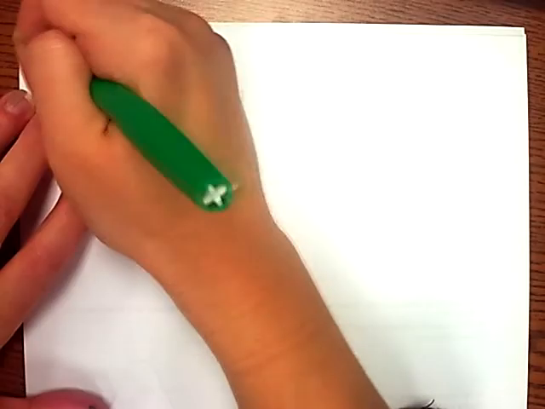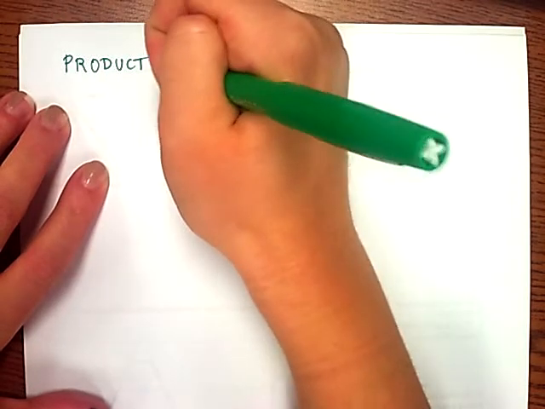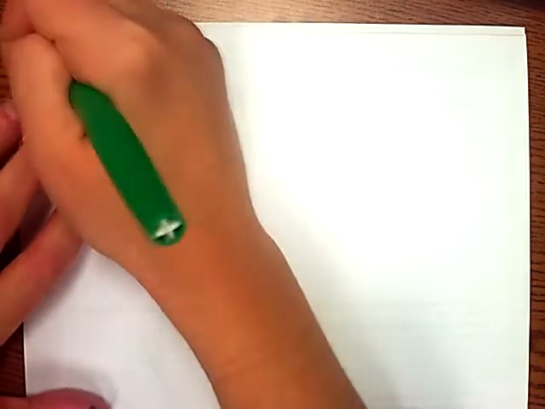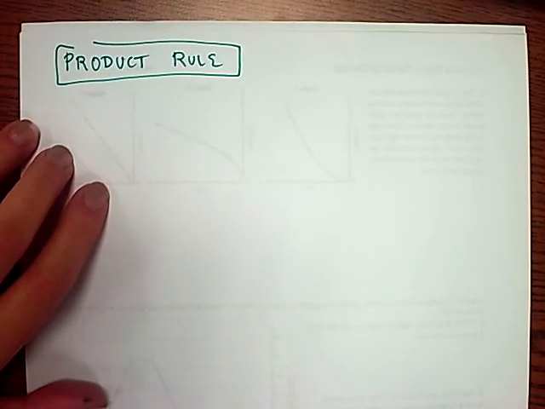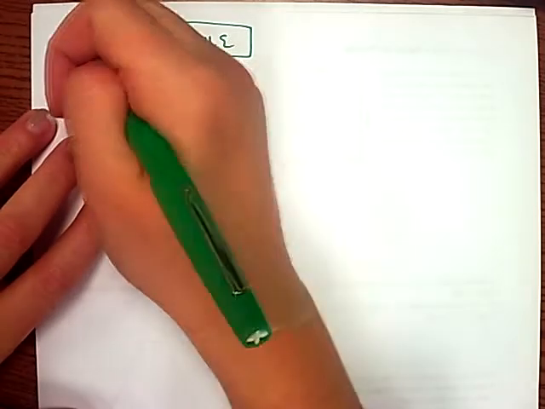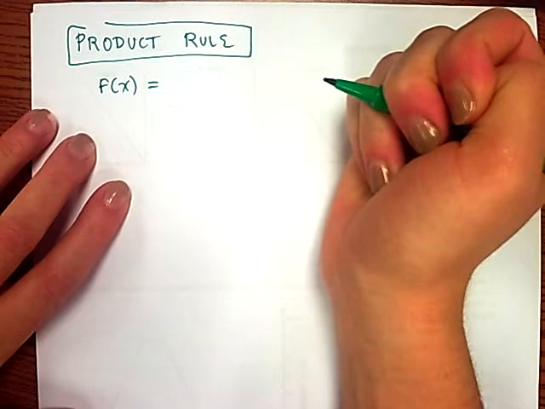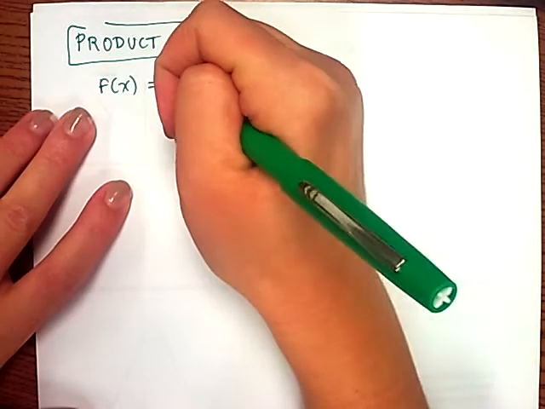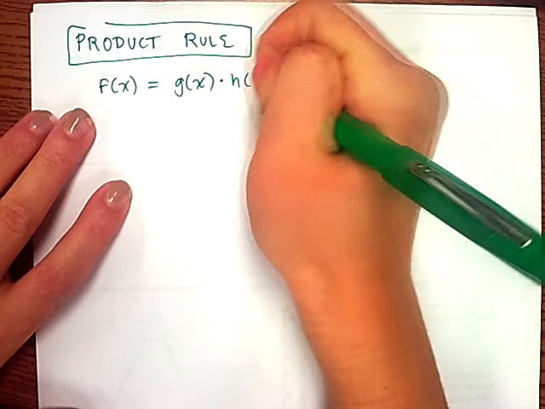Hi calculus students, this video is on a new derivative rule called the product rule. The product rule is how we can find the derivative of a function. Say we have some function f of x that is actually the multiplication of two different functions, so something like f of x equals g of x times h of x.